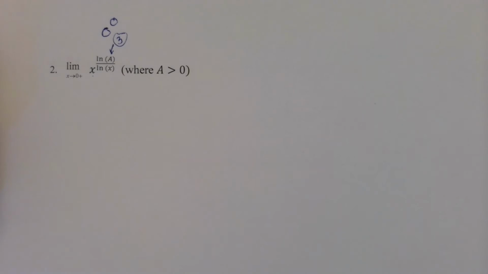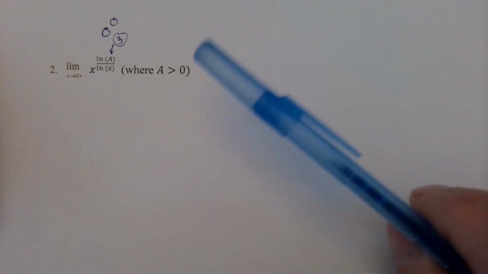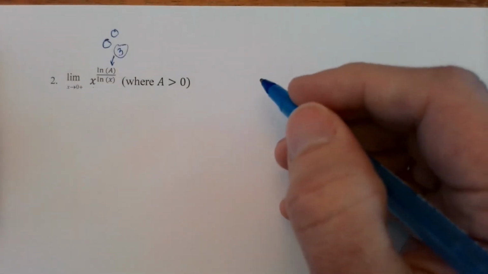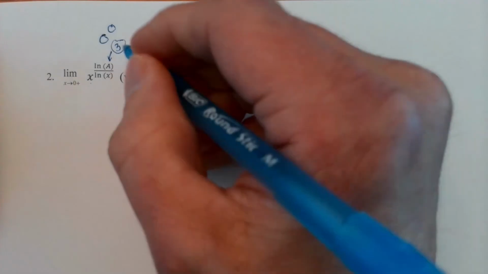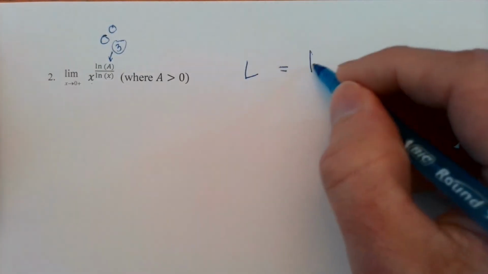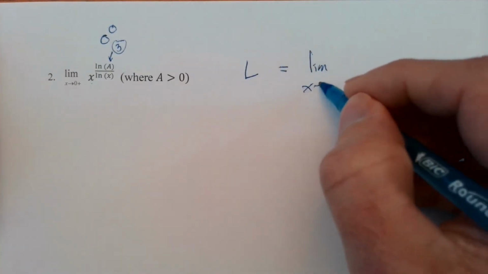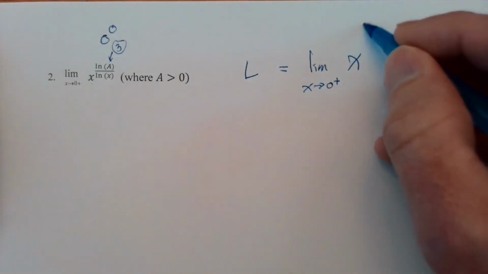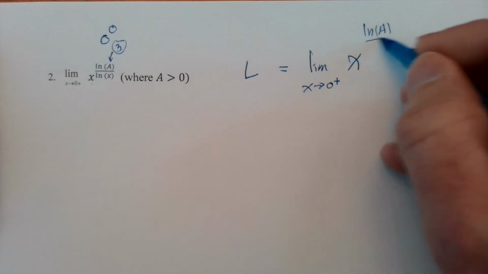We're going to solve this almost like we did the last one, except I'm not going to have the need to, well, let's just get after it. Let's assume there's an answer. And I'm here to tell you I don't think it's going to be 1. I think it's going to be 3. Let's see if I'm right. Set L equal to the limit as x goes to 0 from the right of x raised to the natural log of a over the natural log of x.